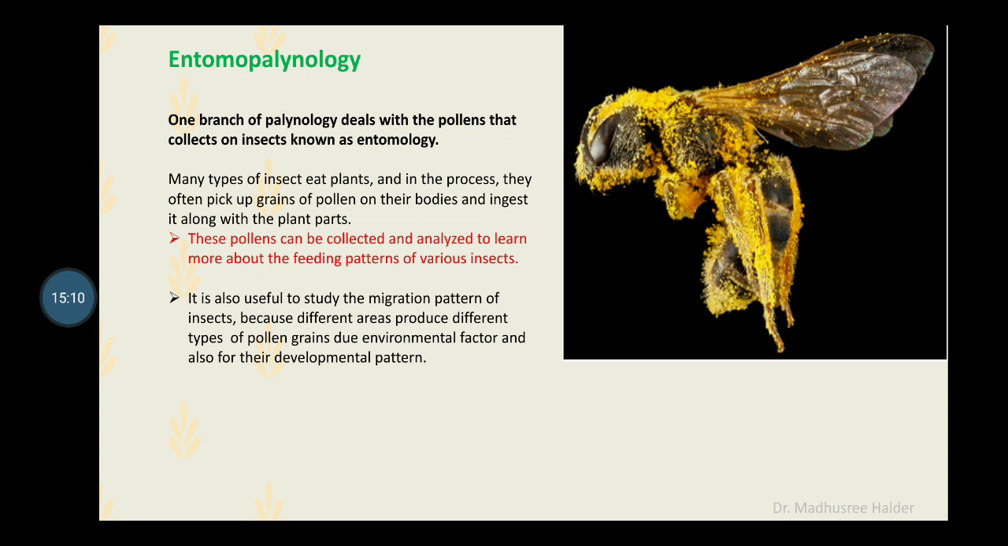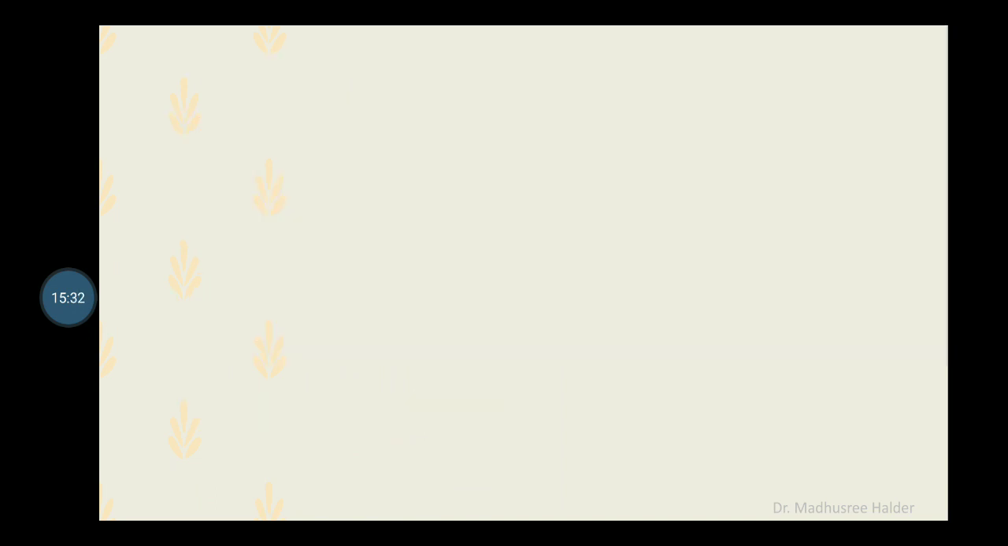So if we get pollens of different kinds from different kinds of plants, we can get an idea about the migration pattern of the insects and also the food behavior of the insect, and this information helps the farmers keep track of insects that might damage their crop.